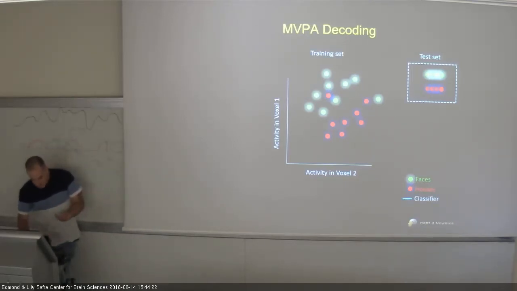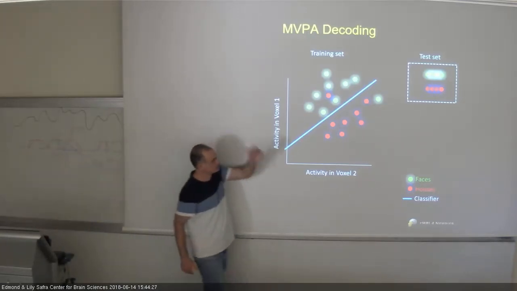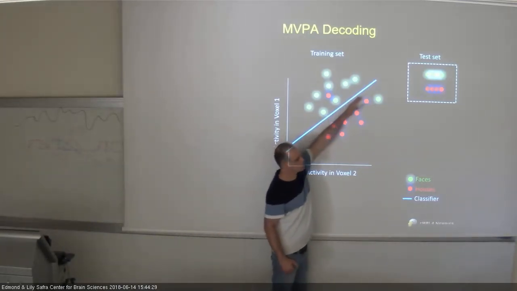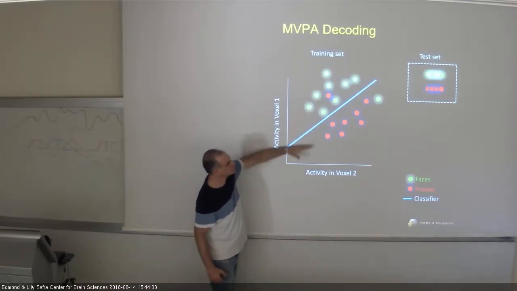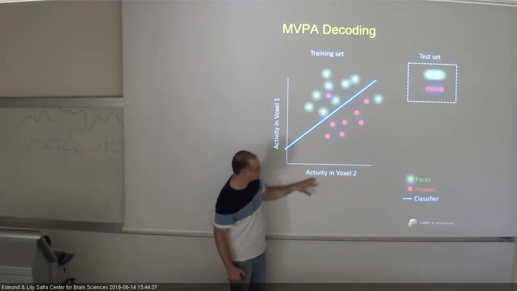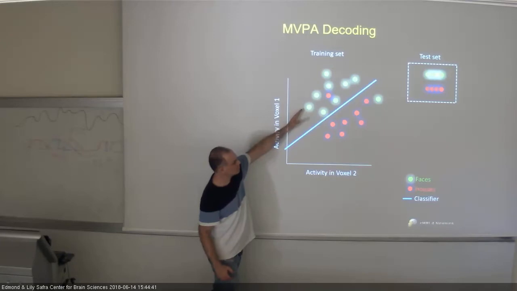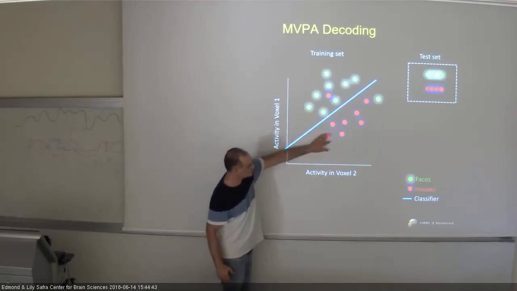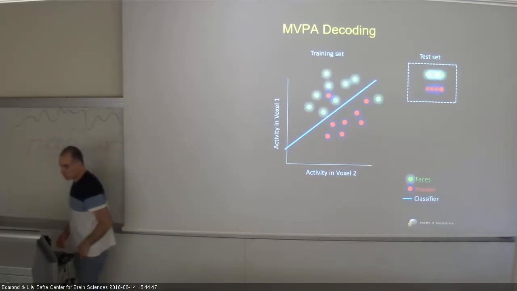In this training set, the decoder, which is a linear decoder, will probably put a rule somewhere here, because this rule catches most of the distinction between the houses and the faces. So voxel 2 is more responsive to houses. When houses are presented, let's say, voxel 2 is more active and voxel 1 is less active. Okay?